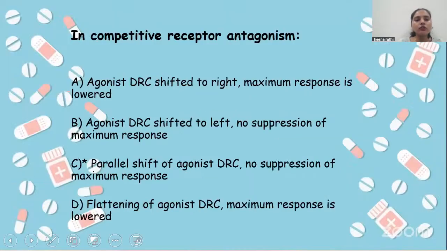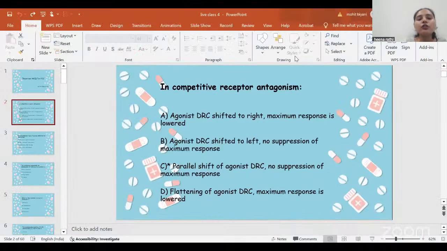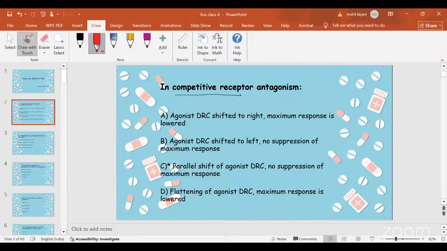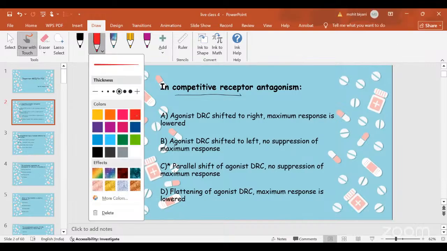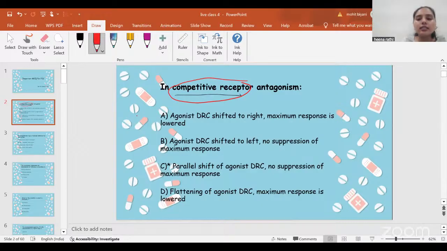So the first question is, in competitive receptor antagonism, the agonist DRC is shifted to which place? First of all, we have to understand and break down this question step by step. First is competitive receptor antagonism. What is competitive receptor antagonism? We know there is a receptor. This receptor is the binding site for the substrate.